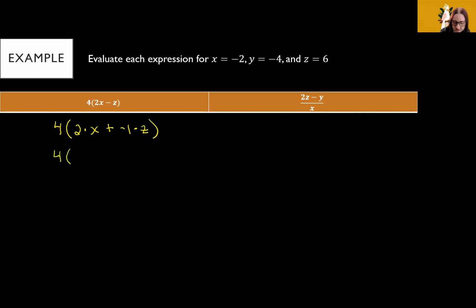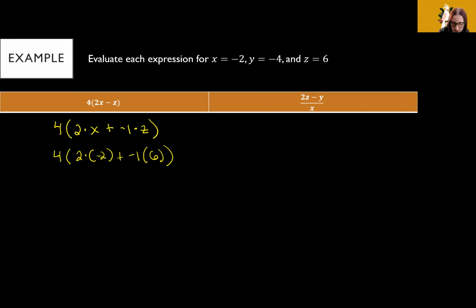So I'm going to replace x. So x is negative 2, so I'm going to put parentheses around that. So that's going to be 2 times negative 2 plus negative 1. And then z is 6. And yes, I have lots of parentheses here. So you just have to keep track, make sure you've closed them all. So order of operations, you work inside out. So inside the first set of parentheses is where we work.